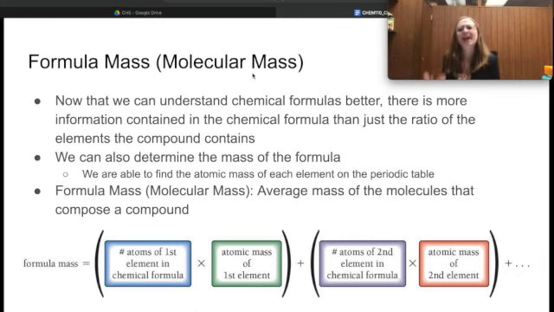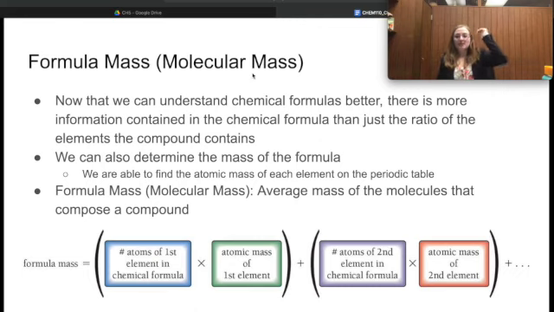There's more information, again, contained in a chemical formula than just strictly the number of atoms and therefore their ratios, okay? And we can also determine the mass that this formula would have. If we had one of those molecules or one of those compounds, we could determine what the mass of that compound is, okay? So that's what the formula mass is. We're able to use the atomic mass from the periodic table of the elements that make up our formula to calculate the total mass of the molecule. It's that average mass of all the molecules that are in a compound.